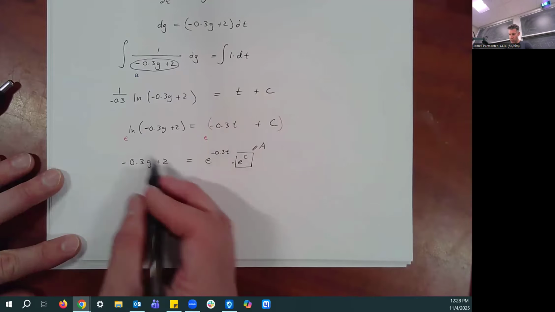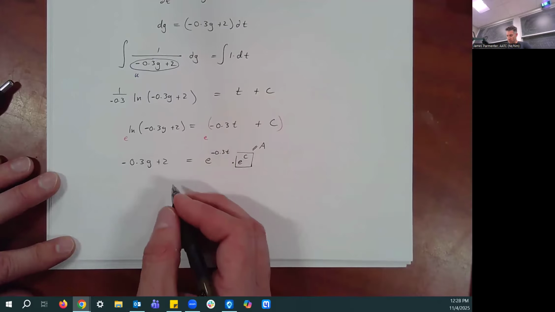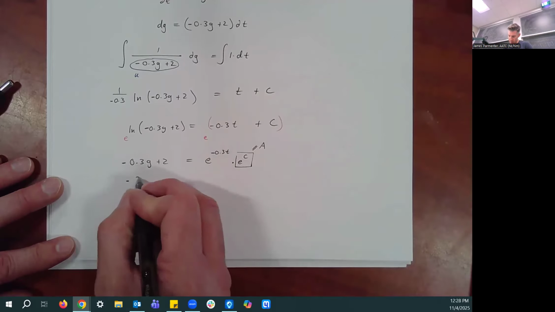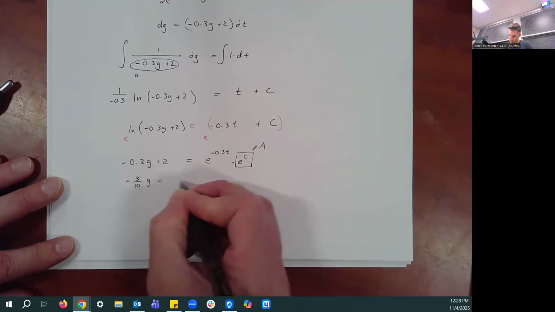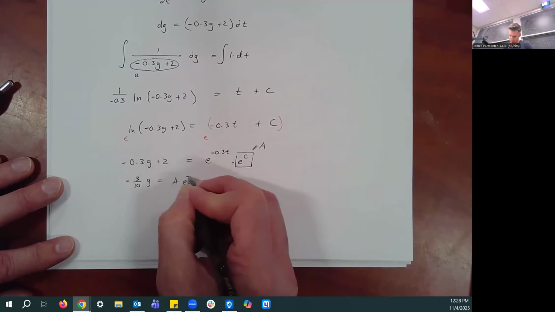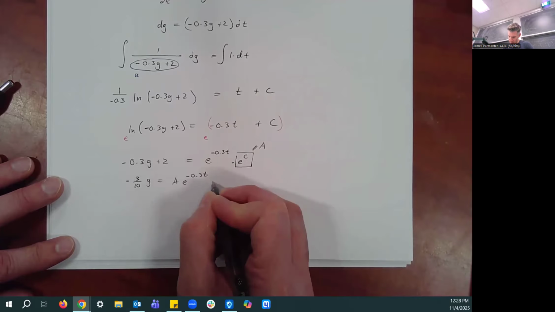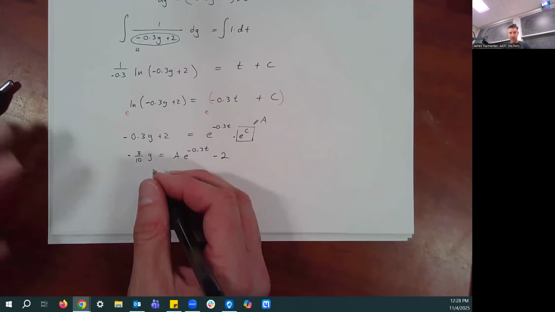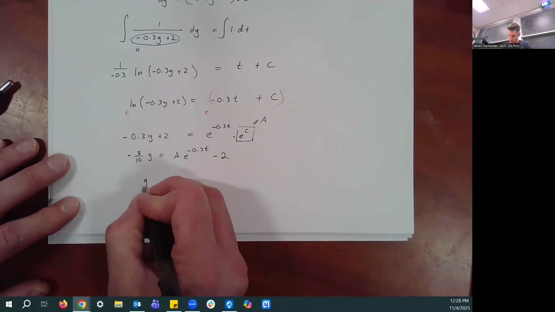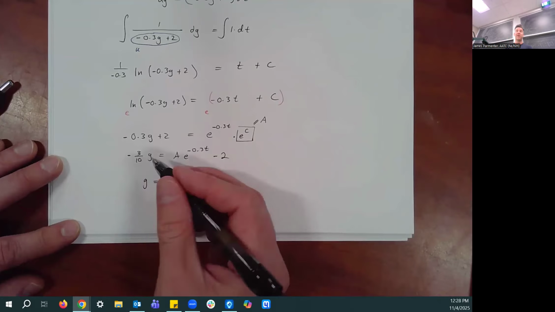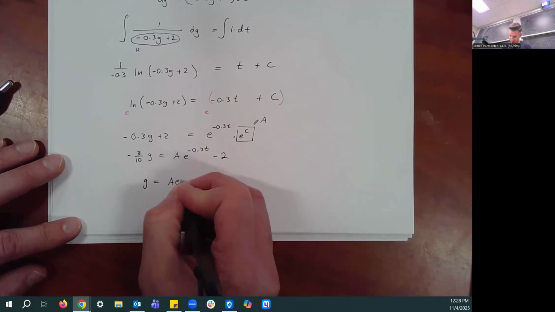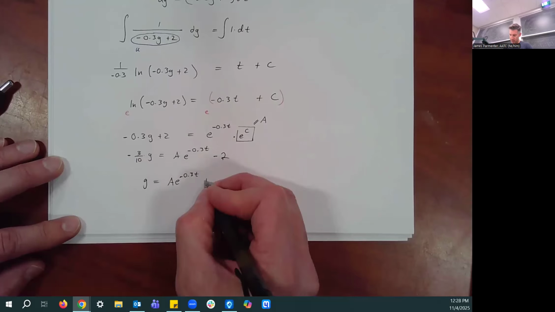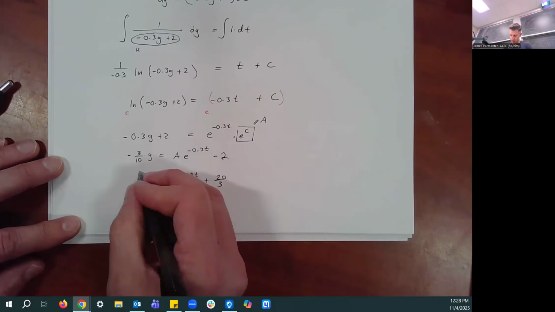So we keep solving for g. Let's go ahead and subtract it from both sides and say negative 3/10 times g is equal to a times e to the negative 0.3 times t minus 2. And finally, multiply both sides by negative 10/3 to get g equal to a constant times negative 10/3, which is still a constant, a e to the negative 0.3 t, and then negative 2 times negative 10/3 is positive 20/3.